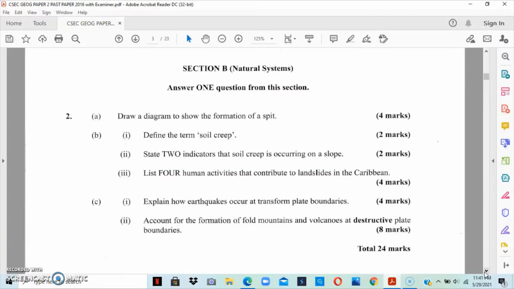So we can look out for tilted trees or fences, tension gashes in the road, the accumulation of soil at the foot of a slope, or thin soil at the top of the slope.